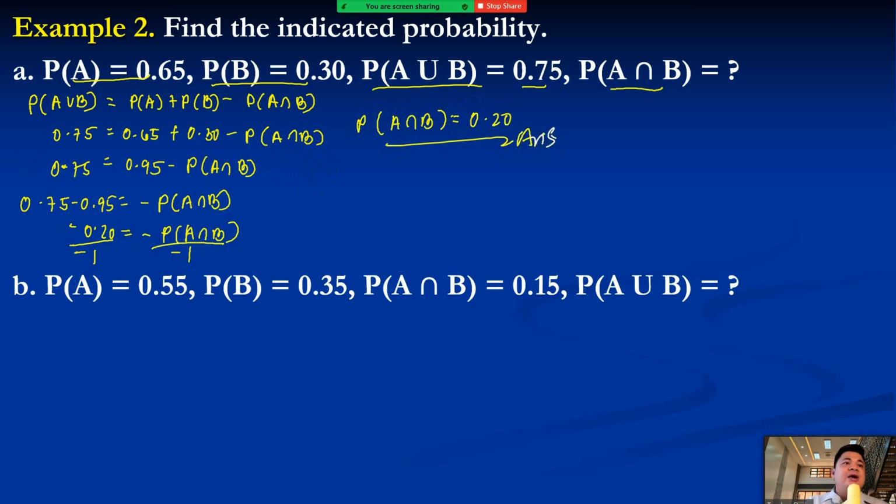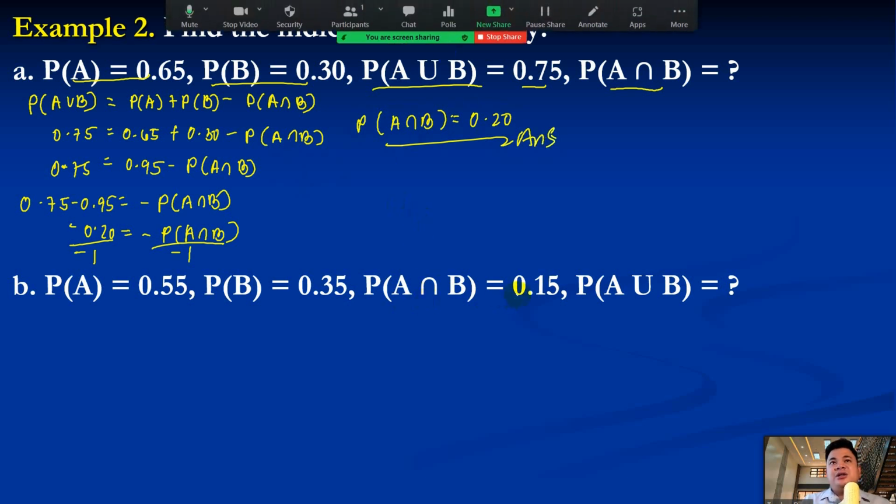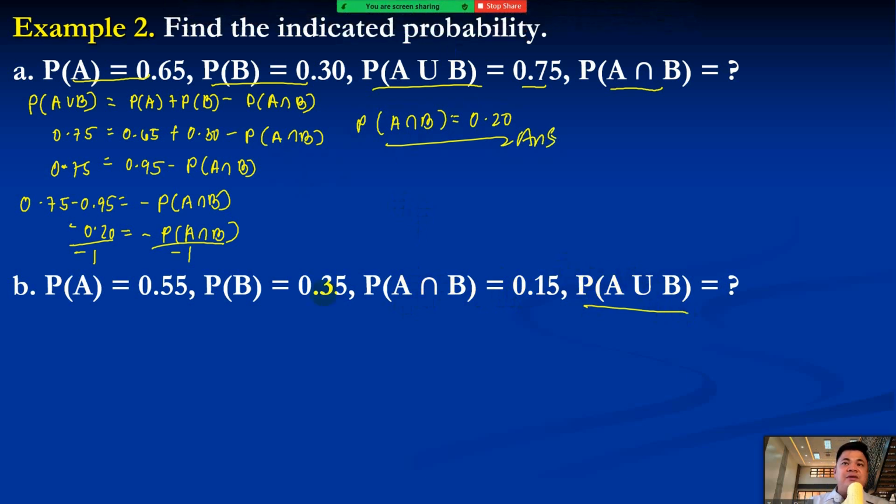See, it's very easy. Now, on sub-letter B, the probability of event A is equal to 0.55. The probability of event B is equal to 0.35. The probability of A intersection B is 0.15. Then let's identify the probability of A union B. These events are still non-mutually exclusive events because of the intersection. So the formula that we're going to use is the same.